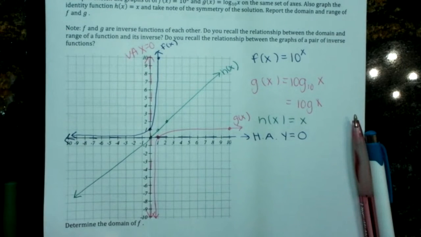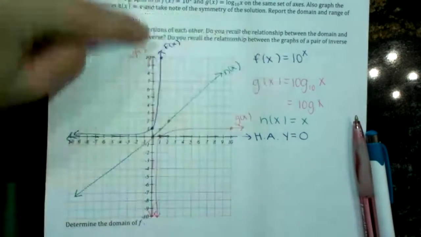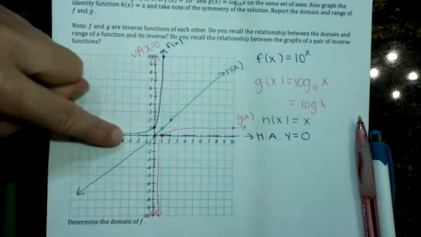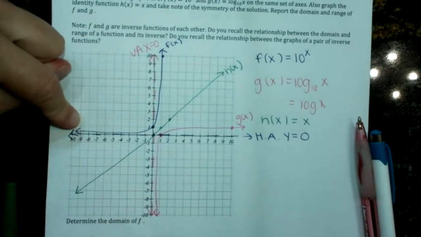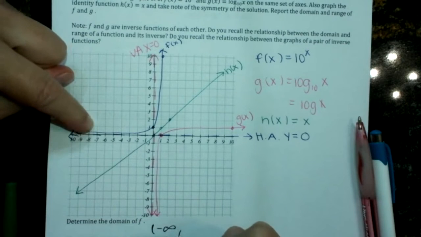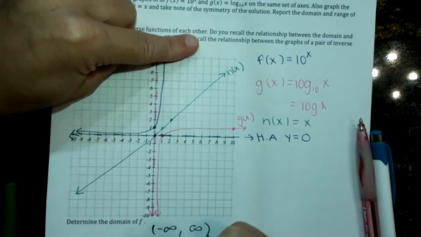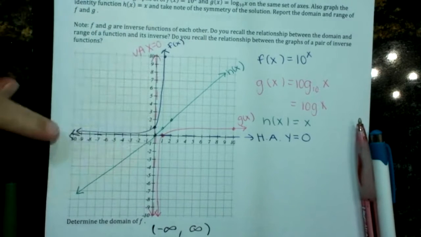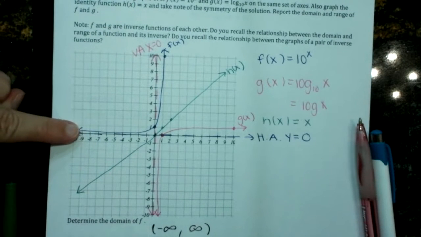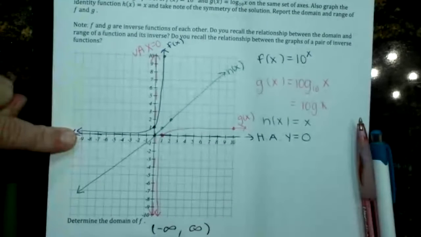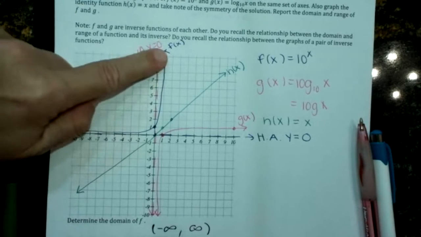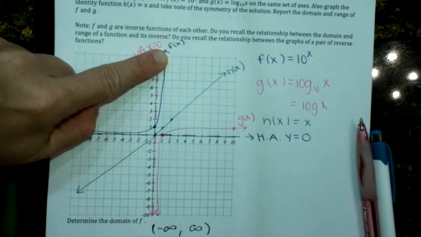So what is the domain of f? f is our blue function, our exponential. Our domain is going on forever to the left, so negative infinity, and slowly going over to the right, positive infinity. What's the range of f? It's going to get super, super close to 0, but not touch it. So 0 with a parenthesis, and then going up forever to infinity.